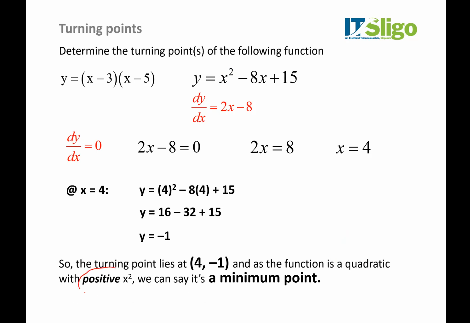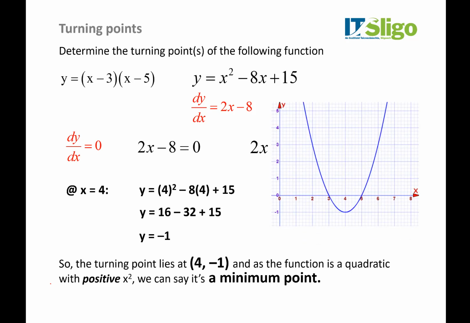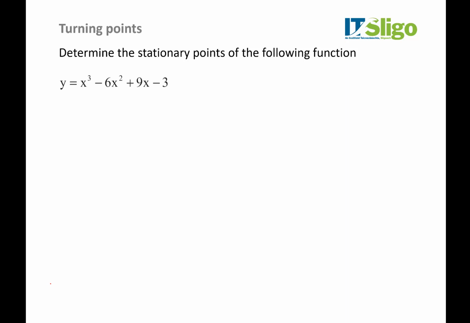So a positive x squared gives us a minimum point. There's just a quick picture of the graph. So now we're going to take a look at determining the stationary points of a cubic function. It's the exact same process.